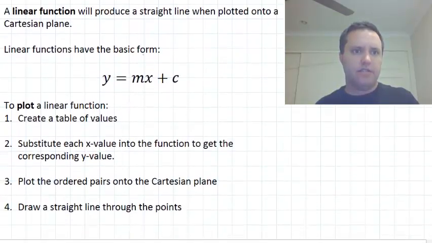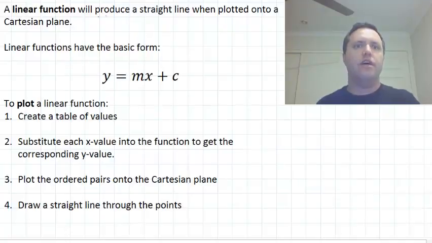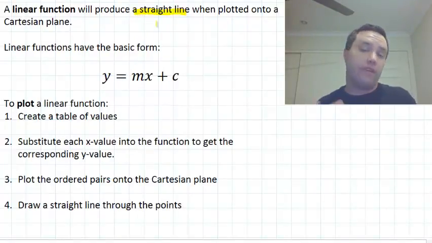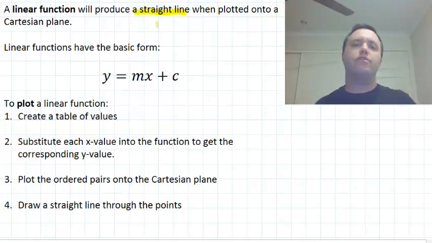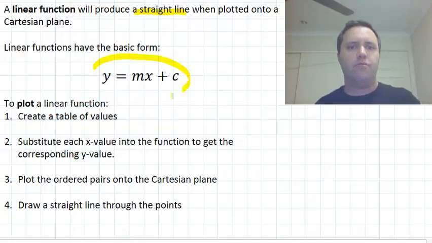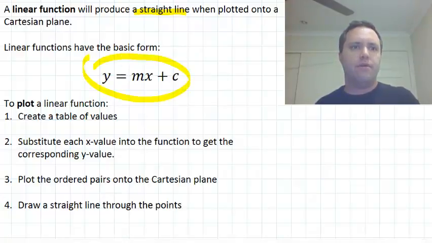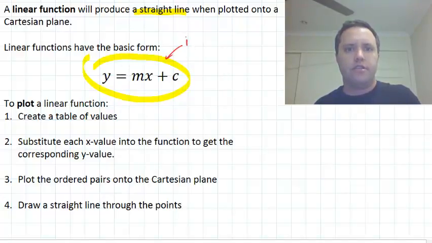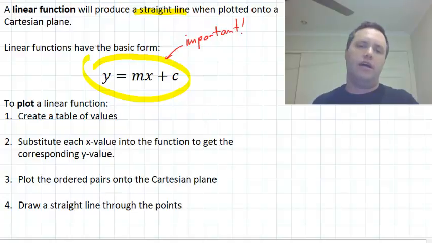Okay, so we have these things called linear functions. They will produce a straight line, hence why they're called linear functions, when they're plotted onto a Cartesian plane. Now, linear functions have a basic form, which is this. This is something pretty important. You should get used to this. Very important, because this comes up all the time.